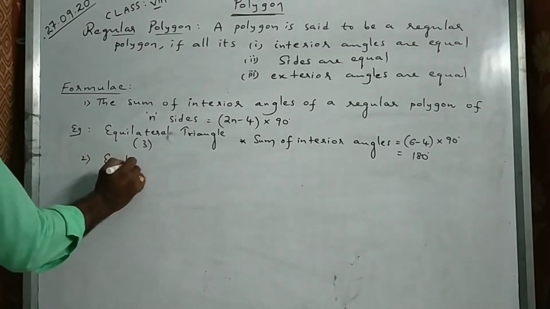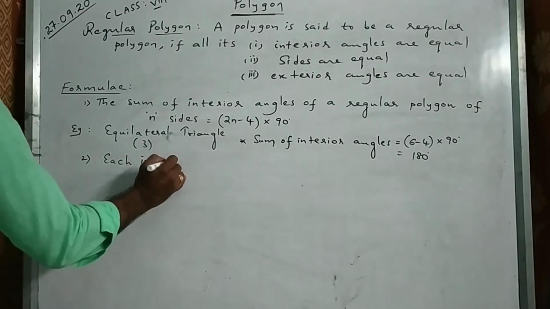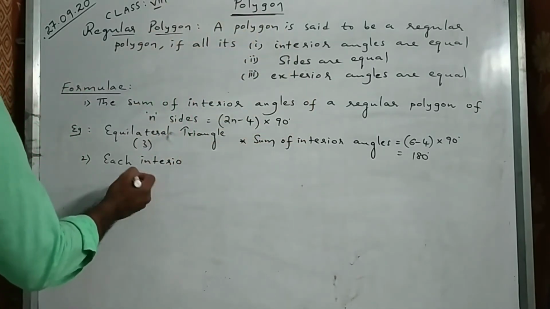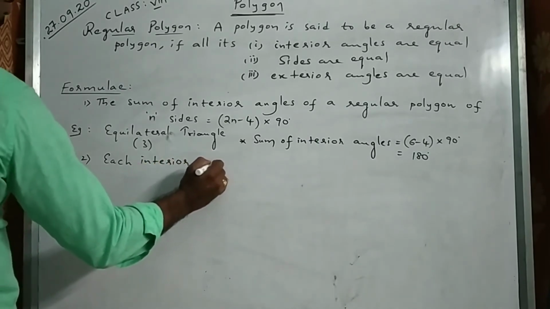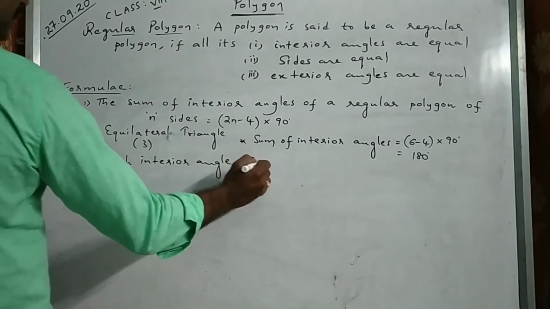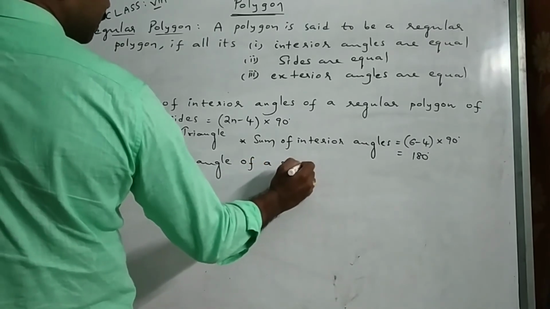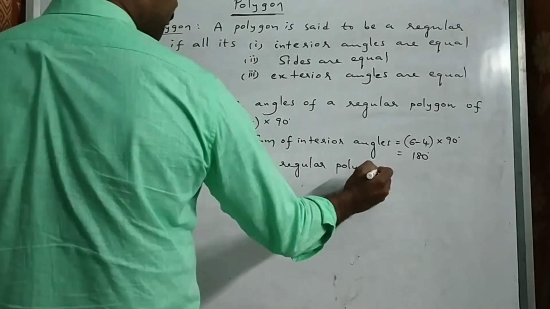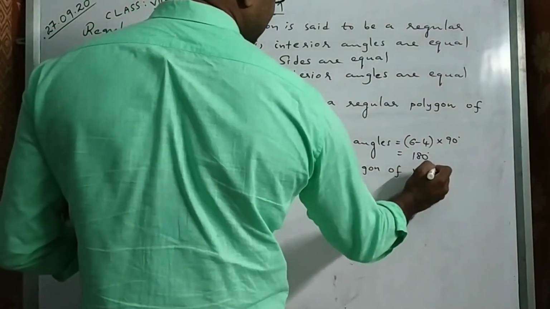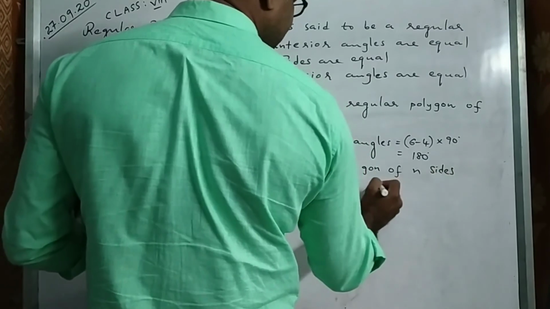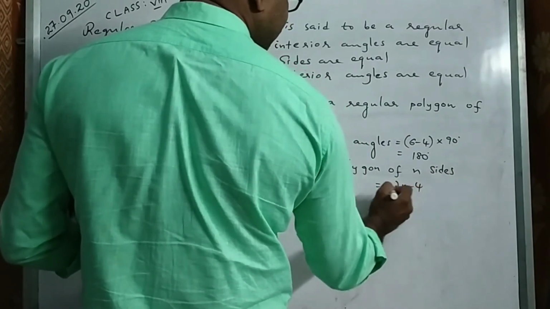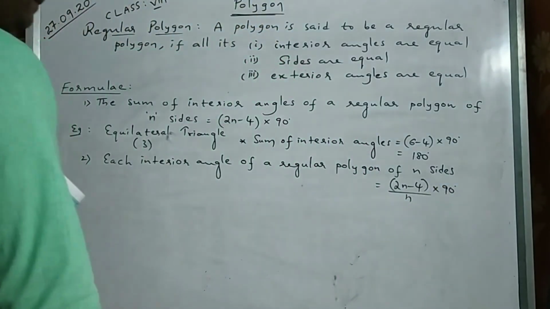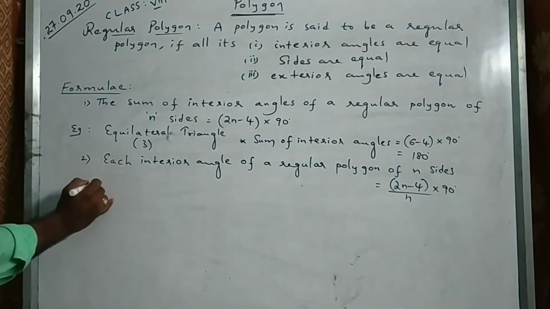Then if you want to find each interior angle, this is the sum of all the interior angles. Suppose you want to find each interior angle of a regular polygon of n sides, it is equal to (2n minus 4) by n into 90 degrees. This is the formula.